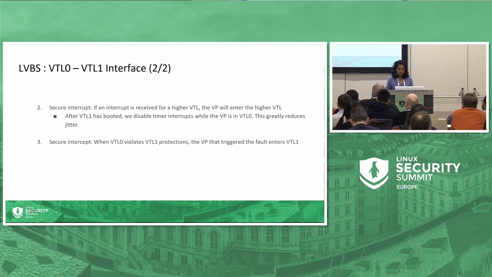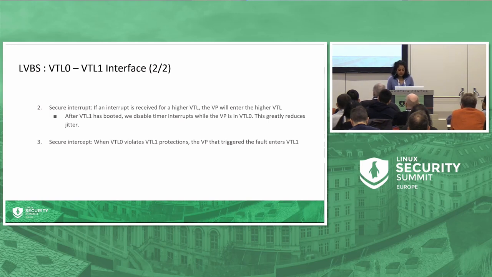The second interface is an asynchronous interface. And there are two interfaces here. One is the secure interrupt interface. In this case, a virtual processor will enter a higher VTL, in this case VTL 1, if it receives an interrupt in VTL 1. And Hyper-V ensures that the VP is switched to VTL 1.